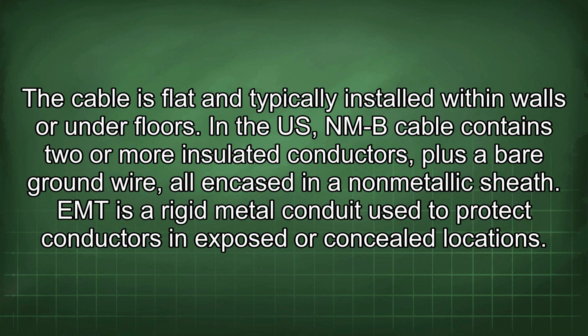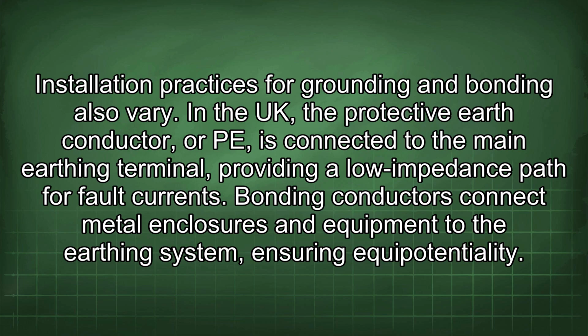In the US, an NM cable contains two or more insulated conductors plus a bare ground wire, all encased in a non-metallic sheath. EMT is a rigid metal conduit used to protect conductors in exposed or concealed locations. Installation practices for grounding and bonding also vary.